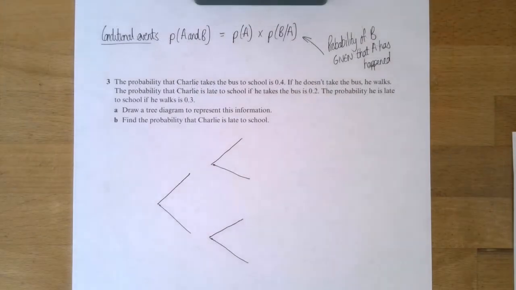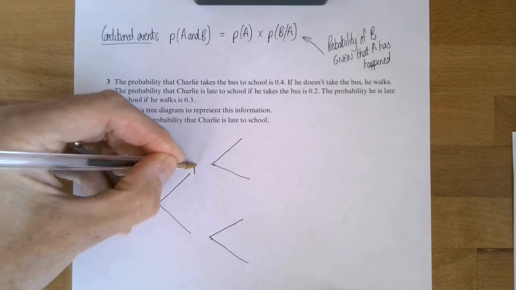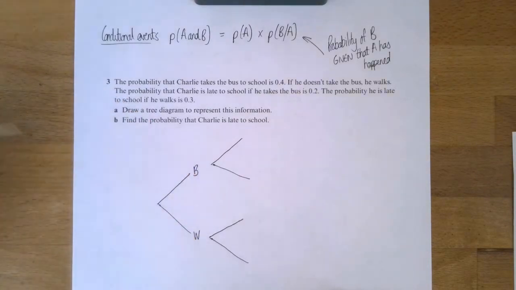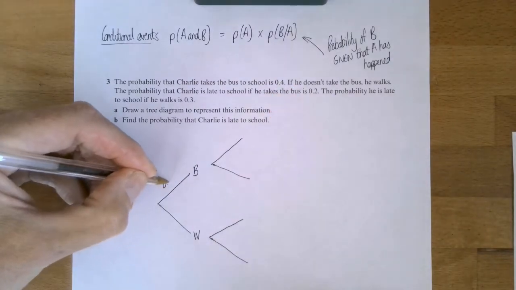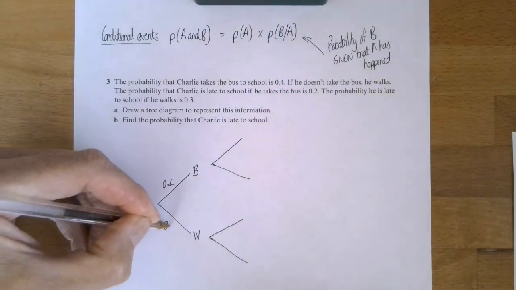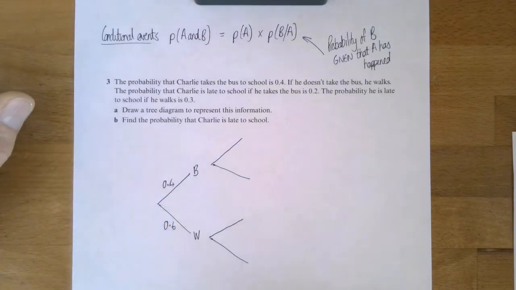So here we've got a question about Charlie. Now, Charlie has two ways of getting to school. He can take the bus or he can walk. The probability he takes the bus to school is 0.4. So I know straight away what the probability that he walks is. Easy peasy.